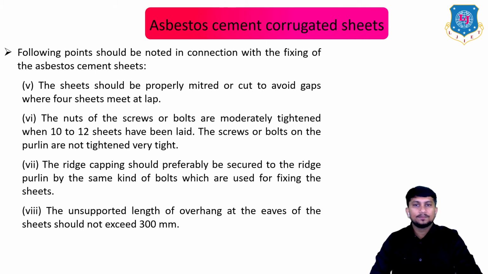Then after, the sheets should be properly mitered or cut to avoid gaps where four sheets meet at a lap. The nuts of screws or bolts are moderately tightened when 10 to 12 sheets have been laid. The screws or bolts on the purlins are not tightened very tight. The ridge capping should preferably be secured to the ridge purlin by the same kind of bolts which are used for fixing the sheets. Then, the unsupported length of overhang at eaves of the sheets should not exceed 300 mm. So this is how you can connect or fix asbestos cement sheets.